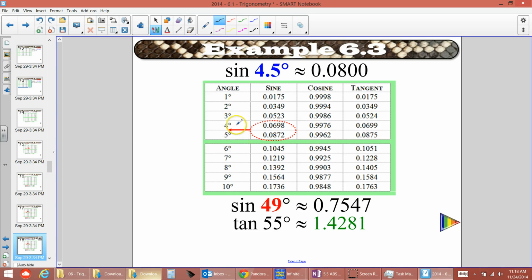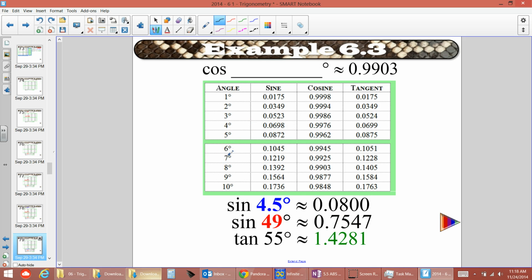I would expect you to be much more accurate than that, and if you did get a decimal, then I would expect you to round to your nearest degree, so it'd be 4 or 5. Just guessing 4.5 is not okay, but for the purposes of this example, we're somewhere between 4 and 5. All right, cosine. Again, I find 99.03 on the cosine list.